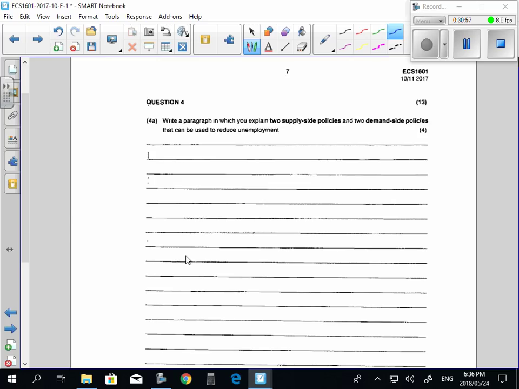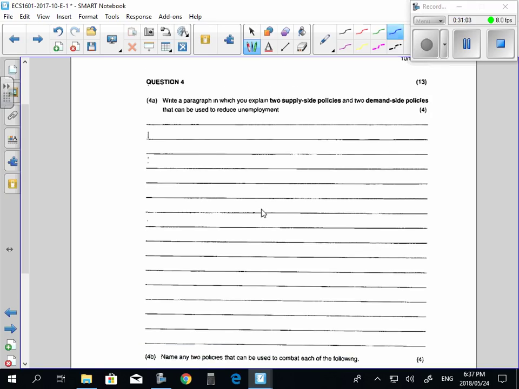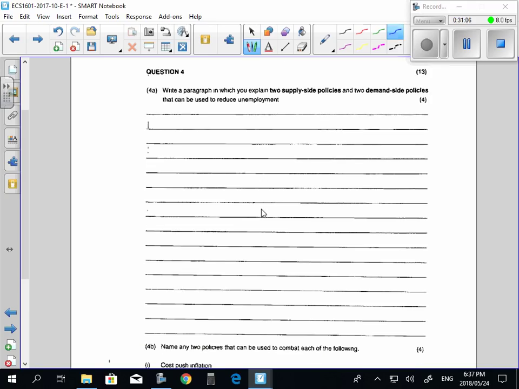Write a paragraph in which you explain two supply side and demand side policies that can be used to reduce the unemployment. So I'm just going to list them for you here. I'm going to list 3 of each of them. You can put it into your own wording. There's a nice chapter on it in your notes that you need to just read over.